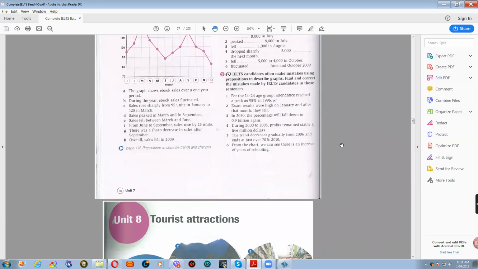IELTS candidates often make mistakes using prepositions to describe graphs. Find and correct these mistakes by IELTS candidates in the sentences. Number 1 is done. Number 2.